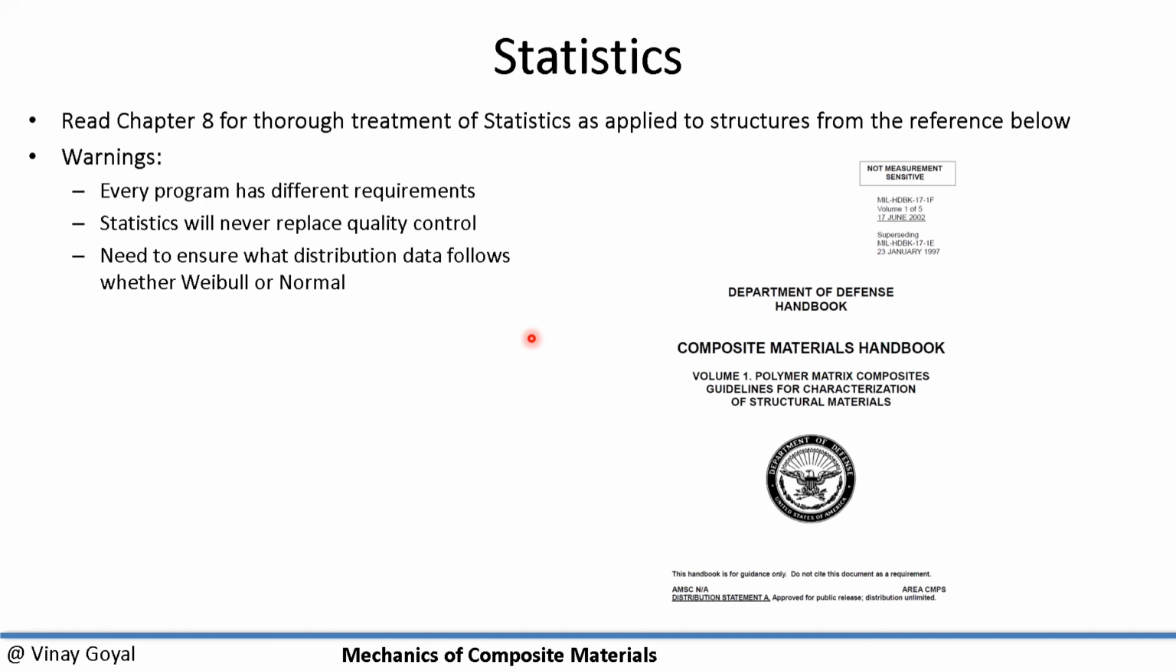I encourage you to read chapter 8 from the MIL-HDBK-17. It goes through the statistics. Some warnings to consider. Every program has different requirements. Statistics will never replace quality control. You need to really ensure that the distribution data is viable, normal? Depending upon that, you may have to adjust.